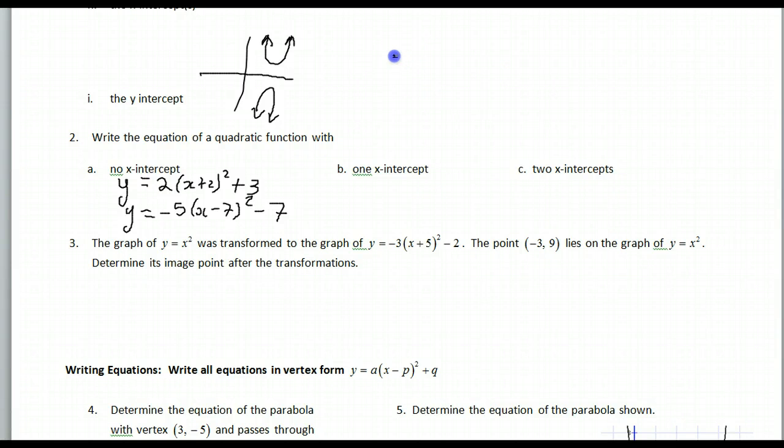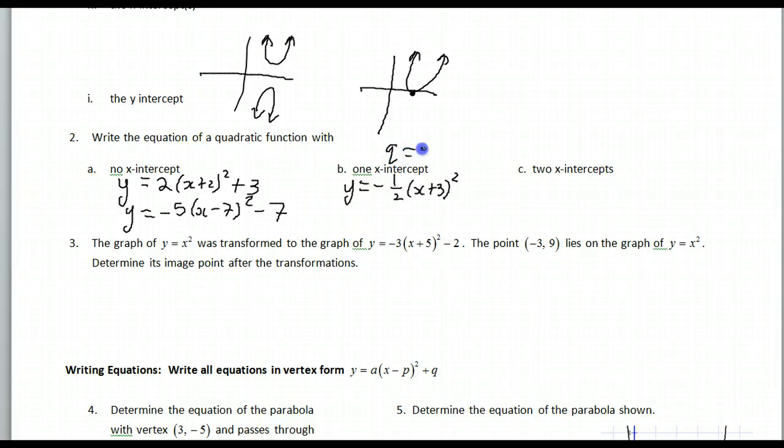To have one x-intercept, we're going to have to touch the x-axis in exactly one spot. So in this particular case, we can't be up or down, we need to be on the x-axis. That means the q value would have to be 0. So let's say we have -1/2 (x plus 3) squared and no q value. So to have one x-intercept, q will have to equal 0.